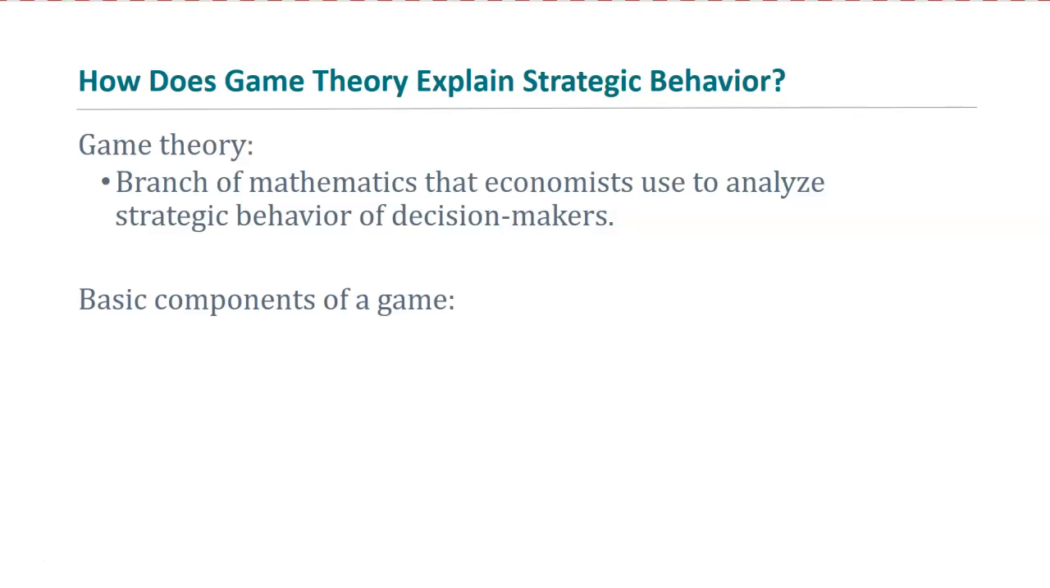So game theory, as I said, is a branch of math that economists use to analyze strategic behavior of decision makers. So in thinking about these sorts of situations, we can describe what firms are doing, or individuals in a similar strategic scenario. We can describe what they're doing in terms of a game. And there are three basic components of a game.